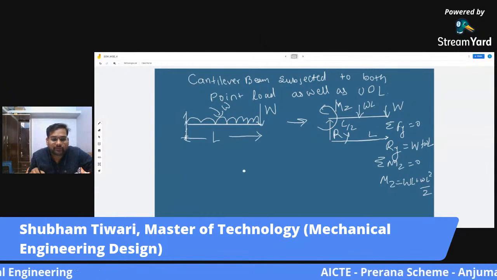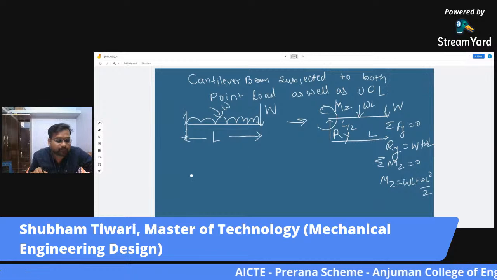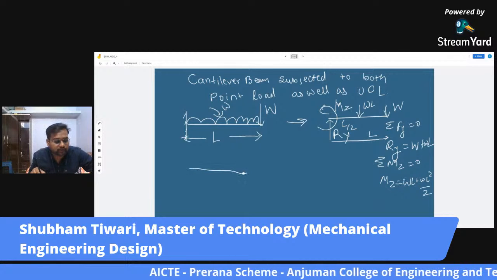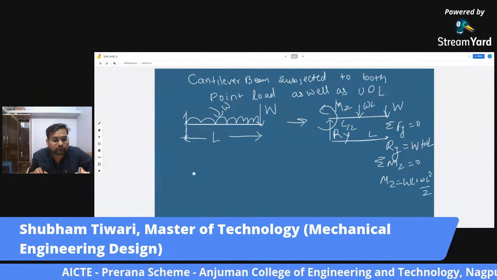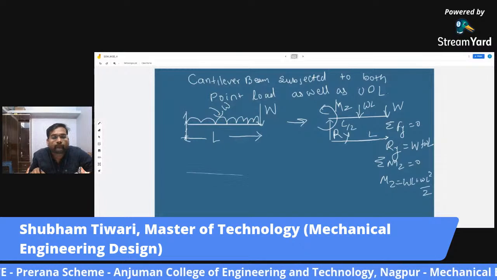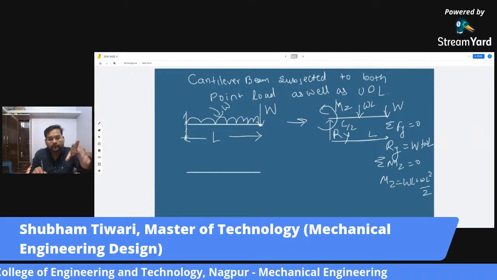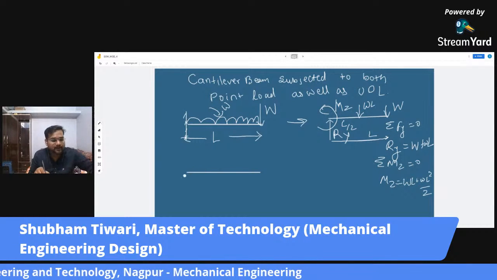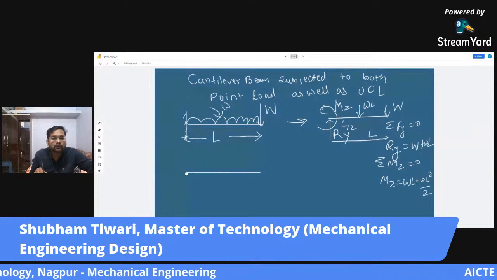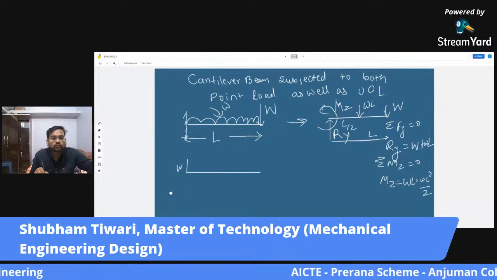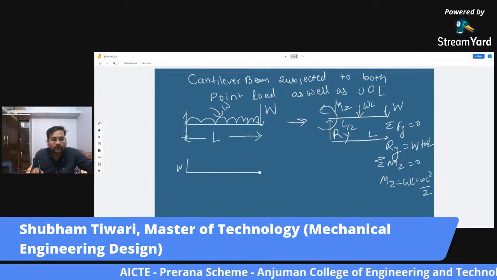Now how will we make its SFD? A tricky question now. It has two loads. There is a point load for which we have a simple rectangle. So we will go up by the amount of the point load, that is W, and at this end we have just the point load W.